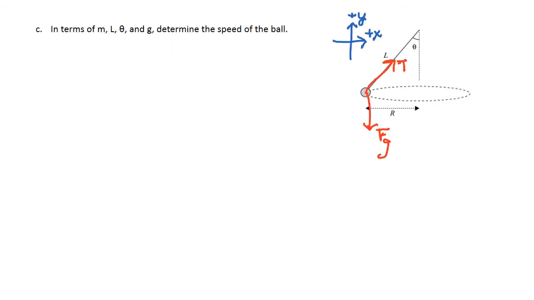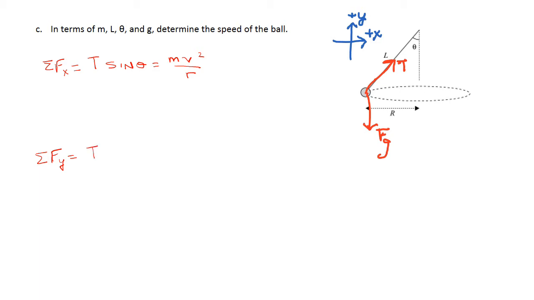To find the speed of the ball, we'll have to look at the sum of the forces in the x direction and the sum of the forces in the y direction. In the x direction, we have the x component of the tension, which is T sine theta, and that's providing our centripetal force, mv squared over r. But we can't have tension in our answer, and so the forces in the y direction will help us get rid of the tension.